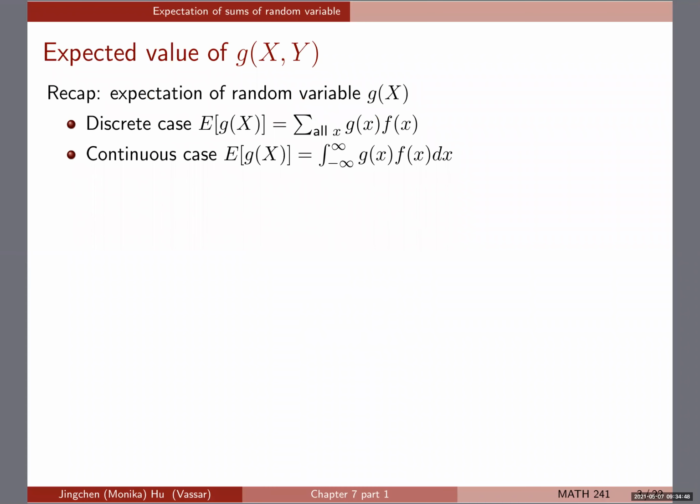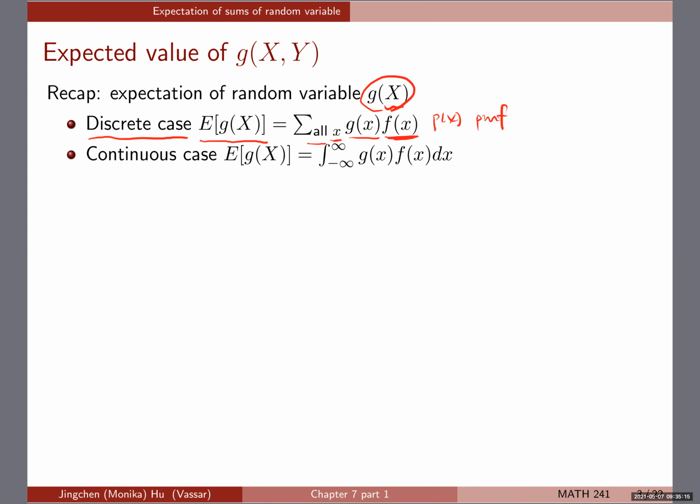To recap, if we're only working with one random variable X, and we have a function g(X), then in the discrete case, you are doing a summation over all of the possible x values of g(x) times f(x), where f(x), or sometimes you write p(x), is the PMF.